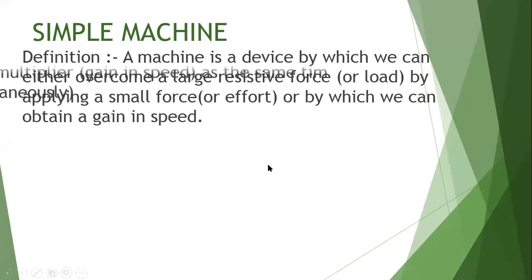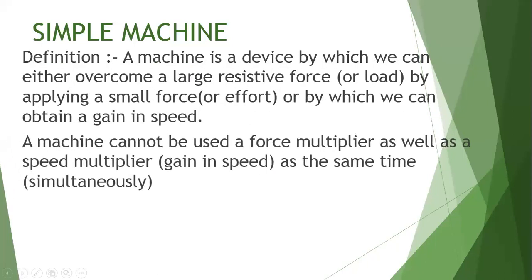As I have discussed earlier, let me make it very clear to you that a machine cannot be used as a force multiplier as well as a speed multiplier at the same time, simultaneously. This is what I discussed in the previous slide as well. These two characteristics cannot be there in a single machine at the same time.